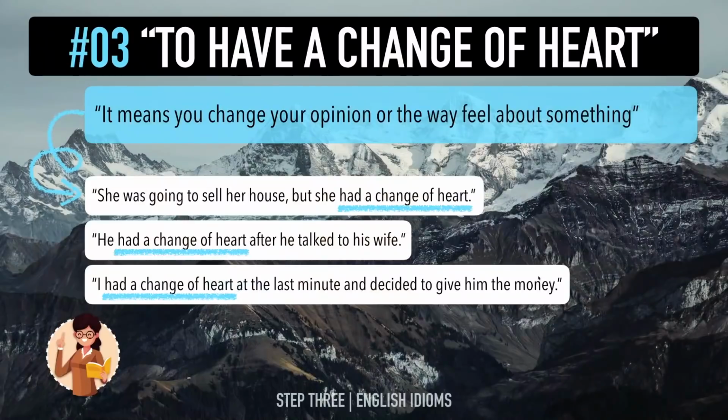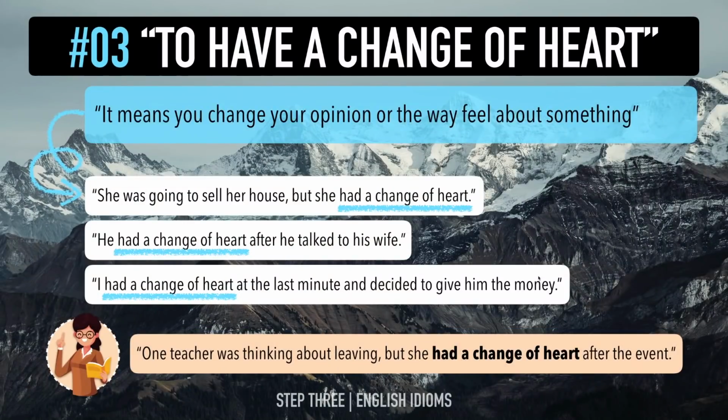So we see this change of heart being, again, you're changing your opinion or the way you think. So what about our event, right? The Korean teacher event. Our teacher was thinking about leaving, but she had a change of heart after the event. So again, you're seeing how these idioms can be used in step number 3. This is how you speak fluently about an event in English.